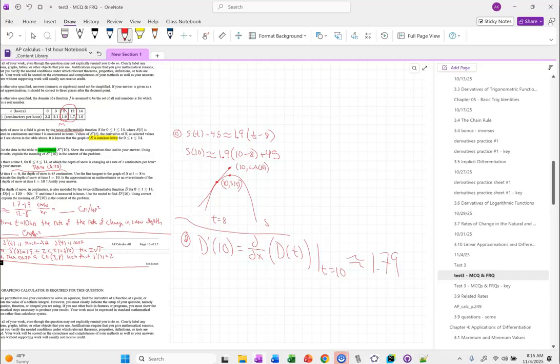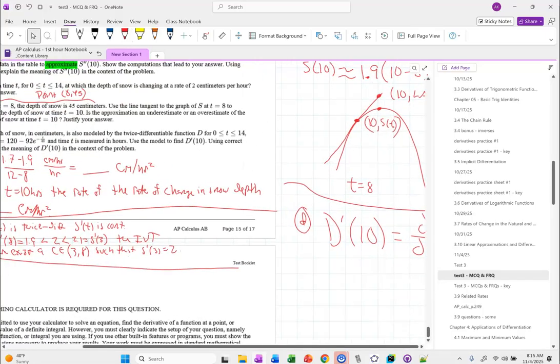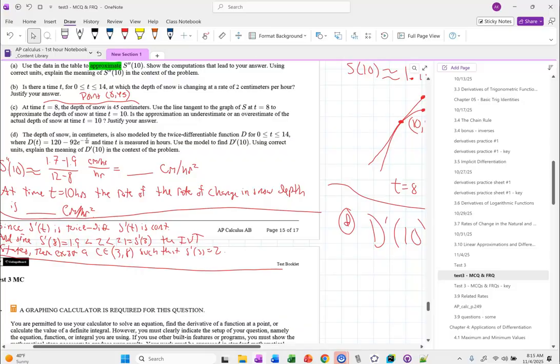That's like the first piece of this. It then asks for the unit. What should the unit for d prime of 10 be? Remember that d is the depth of snow in centimeters, and t is measured in hours. Centimeters per hour is correct.